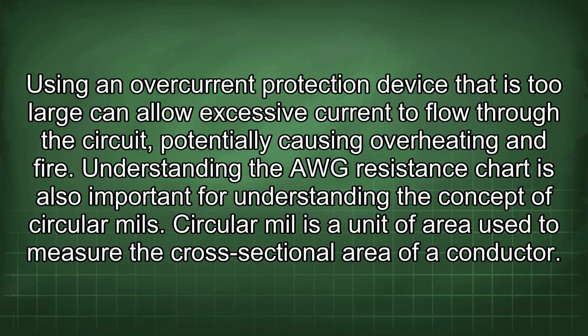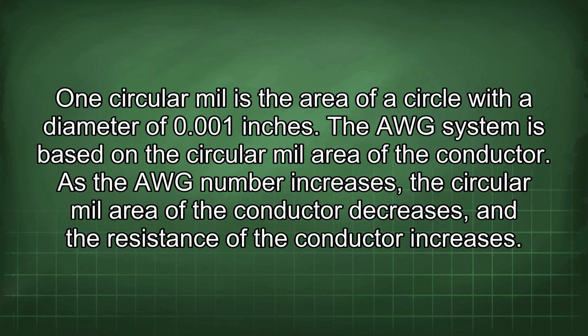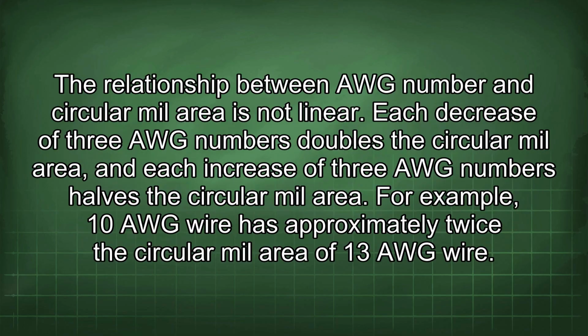Circular mil is a unit of area used to measure the cross-sectional area of a conductor. 1 circular mil is the area of a circle with a diameter of 0.1 inches. The AWG system is based on the circular mil area of the conductor. As the AWG number increases, the circular mil area of the conductor decreases, and the resistance of the conductor increases. The relationship between AWG number and circular mil area is not linear.